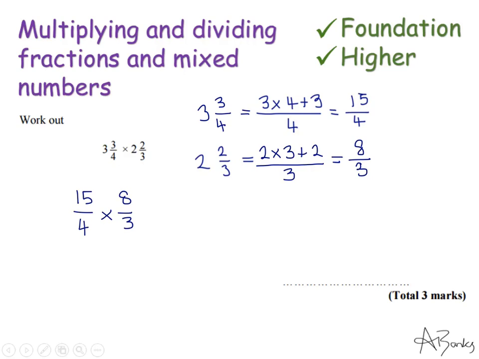So I'm going to do 15 times 8 to get my new numerator, and 4 times 3 to get my new denominator. So 15 times 8 is 120, and 4 times 3 is 12. Now here I can simplify this because this just means 120 divided by 12, and 12 goes into 120 10 times with no remainder, so the answer is just 10.